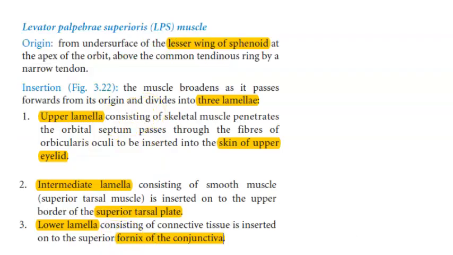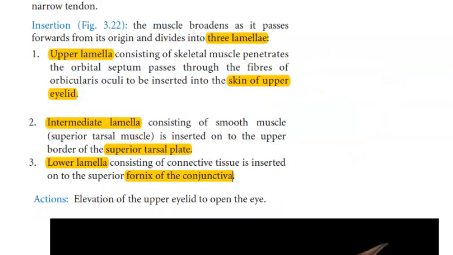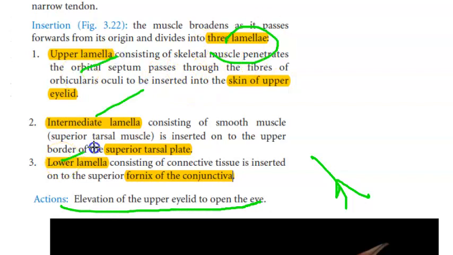Don't forget levator palpebrae superioris for the eyelid, right? So if this is the eyeball, here you have the eyelid. So you should be having the levator palpebrae superioris. Its action is written here: elevation of upper eyelid. So very important. It will elevate the upper eyelid, right? And it has 3 lamellae: upper, intermediate, lower lamellae.